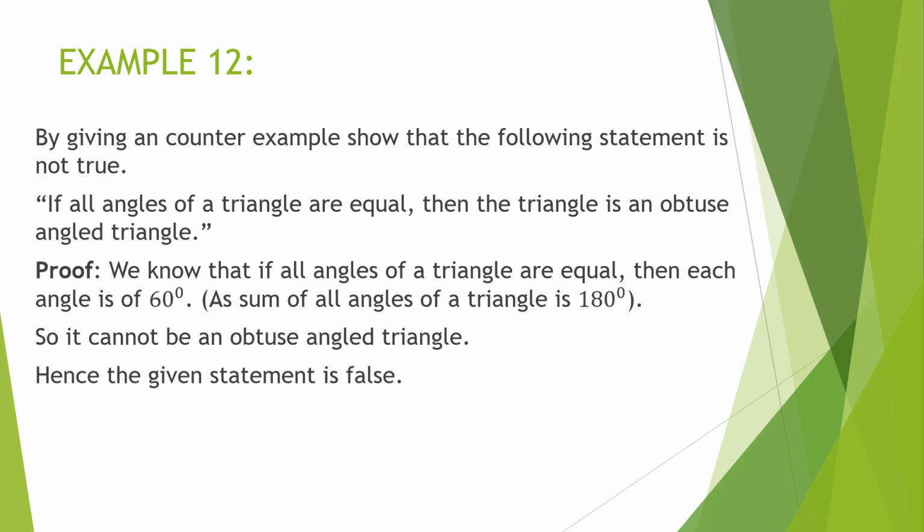That means there is no obtuse angle. That means it is not an obtuse angle triangle. So by giving a counter example, we have shown that the given statement is false. So basically you can adopt any of the ways to show that the given statement is true or false, to examine the validity of the given statement.